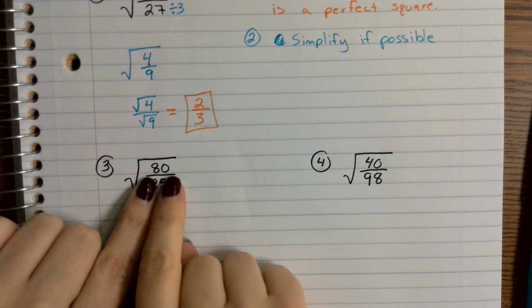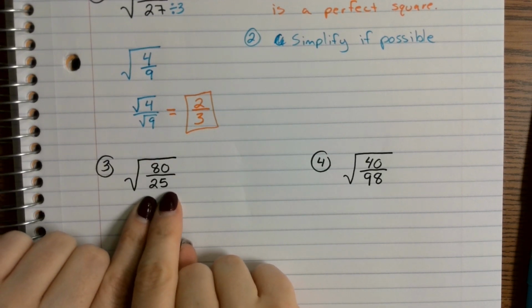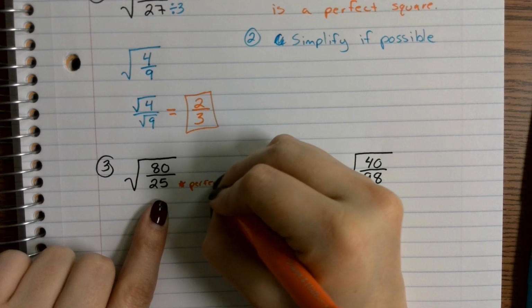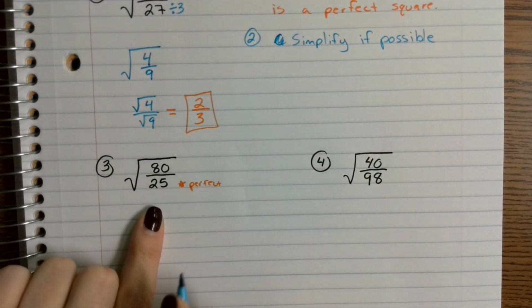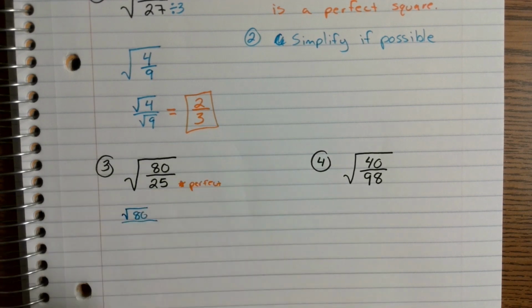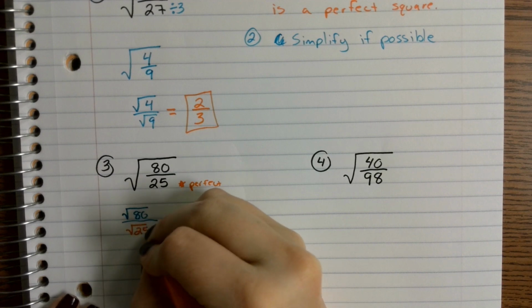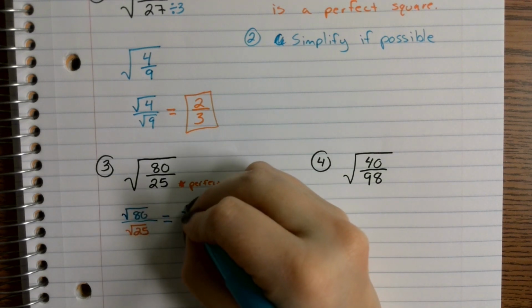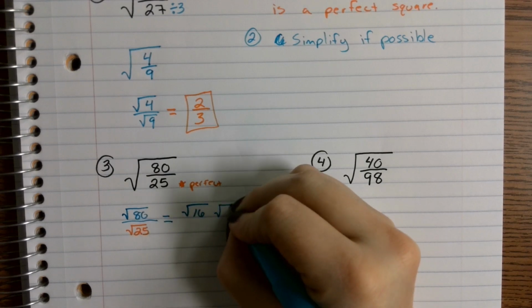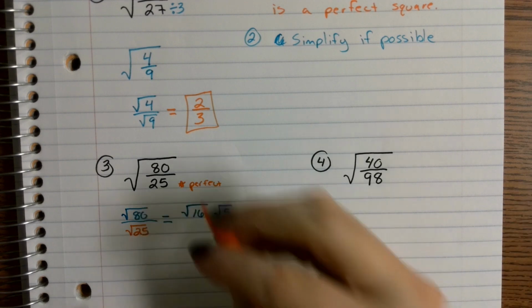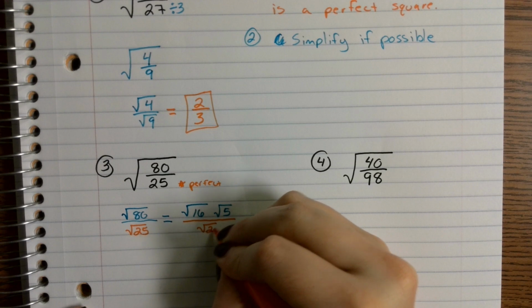So first thing you check, is the denominator a perfect square? Yeah. The denominator is perfect. The numerator, however, is not. So if we split this up, we have square root of 80 over the square root of 25. Again, 25 is perfect, but 80 is not. So that means I need to break 80 up. Square root of 80 can be broken up into the factors 16 and 5. So that means I have square root of 16 and square root of 5 over the square root of 25.